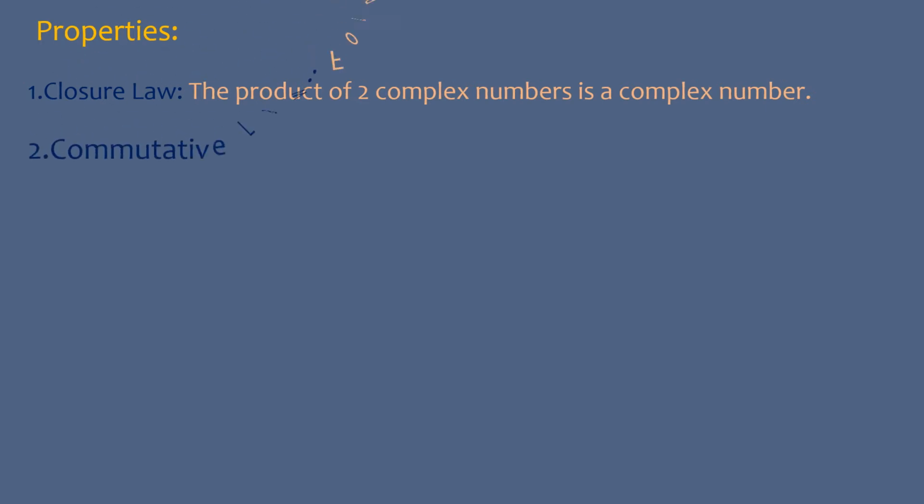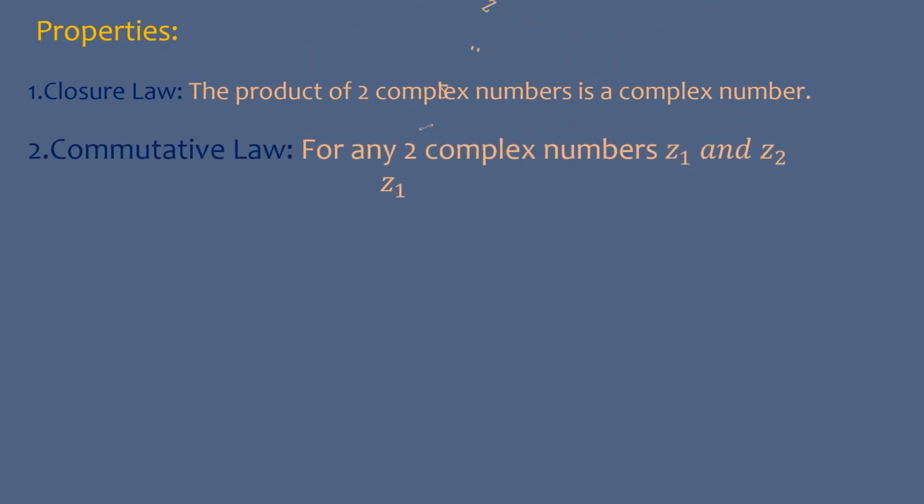The second property we have is commutative law, which states that for any two complex numbers z1, z2, the following condition holds: z1 z2 equal to z2 z1, which means the order in which the two complex numbers are multiplied doesn't affect the final result. It is as if multiplying 2 times 3 or 3 times 2, both result in 6. So it's proved that the order of multiplication doesn't affect the result.